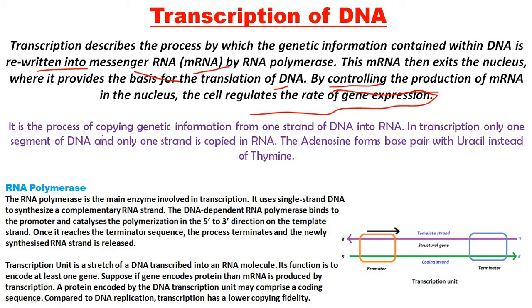It is a process of copying genetic information from one strand of DNA to RNA. It's a part of the central dogma, as you can recall. It's DNA to RNA, simply this. And in transcription, only one segment of DNA and only one strand is copied into the RNA, not the whole, okay? The adenosine forms the base pair with the uracil instead of thymine.